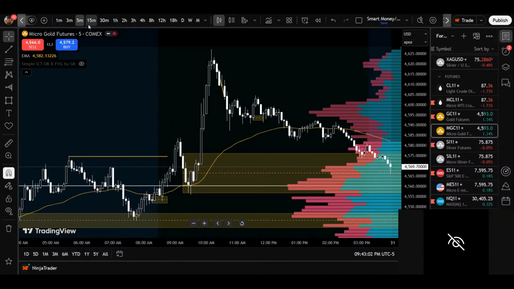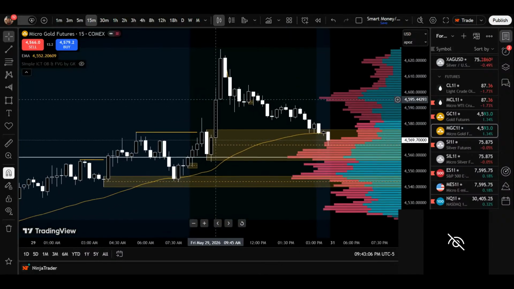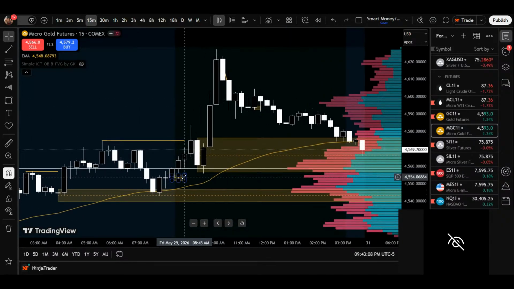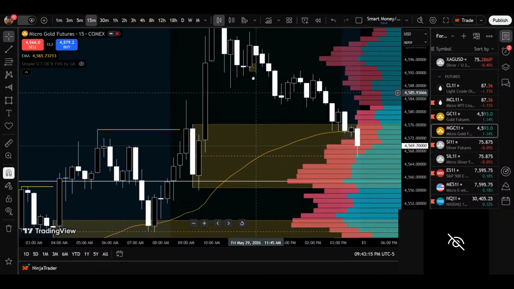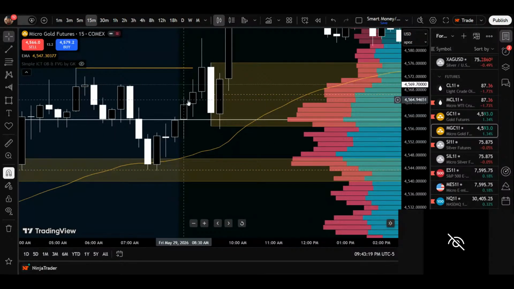Watch. Let's go to 15. Now look. Now y'all, if you don't have the experience, you probably didn't see this. But we have what's called a rejection block. See this big old wick right here? Nothing had traded into this wick. Nothing. Price went up.